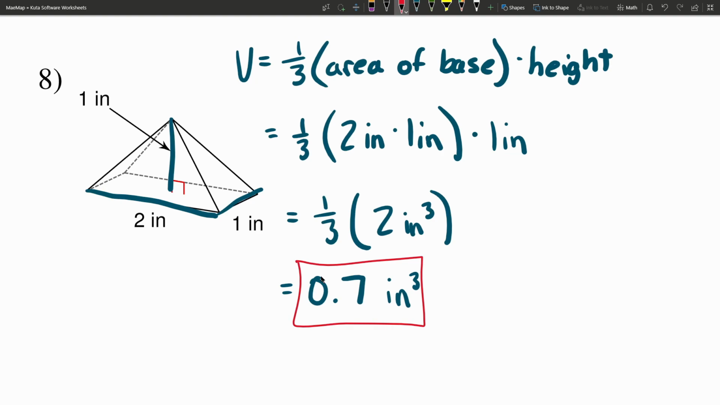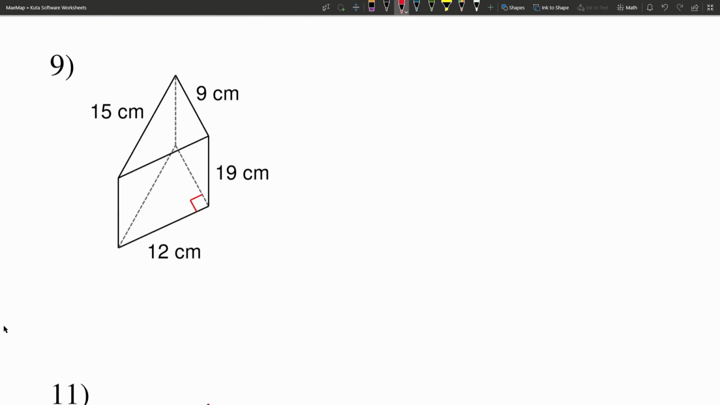Let's move on to our next page, number 9. Number 9, what do we have? A triangular prism. So you can see that our base is indeed a triangle, and it's a prism. So that's going to be the area of our base times our height gives us our volume.